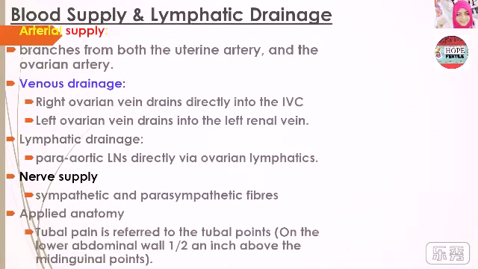Blood supply and lymphatic drainage of the fallopian tubes. So arterial supply, if we see, branches from both the uterine artery and the ovarian artery. And venous drainage: the right ovarian vein drains directly into the inferior vena cava. The left ovarian vein drains into the left renal vein. Lymphatic drainage, para-aortic lymph nodes directly via ovarian lymphatics. Nerve supply, sympathetic and parasympathetic fibers.